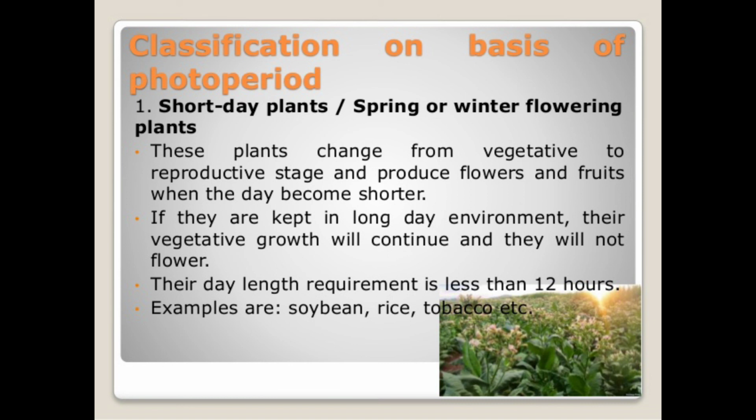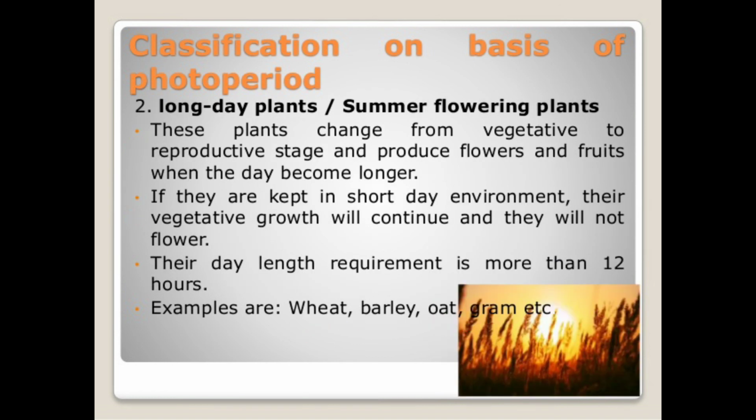So photoperiodism is classified into three types: short day plants, long day plants or day neutral plants. First one is the short day plant. These plants change from the vegetative to the reproductive stage and produce flowers and fruits when the days become shorter. If kept in a long day environment, their vegetative growth will continue and they will not flower. Their day length requirement is less than 12 hours. Examples are soybean, rice, tobacco.